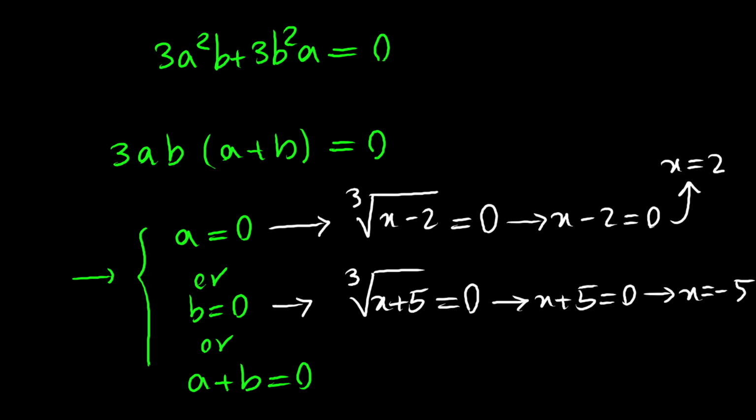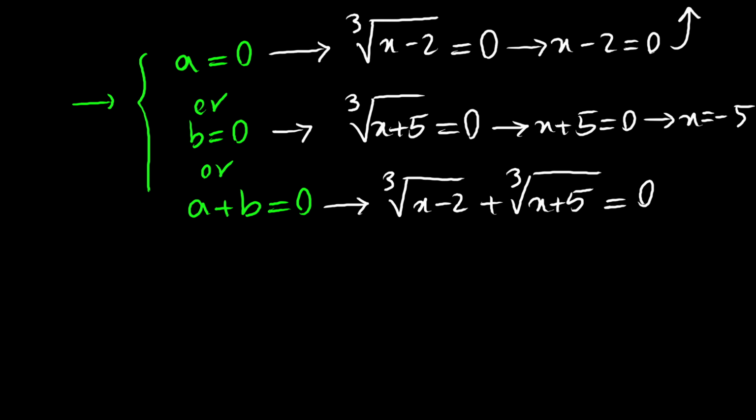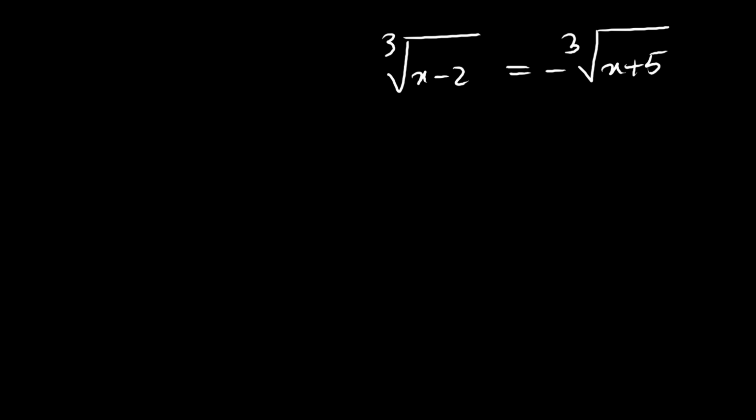Finally, if a plus b equals 0, we're going to have the cube root of x minus 2 plus the cube root of x plus 5 equals 0. In order to solve this, let's go ahead and move this to the right-hand side. So we're going to have the cube root of x minus 2 equals negative the cube root of x plus 5. So next, we need to cube both sides to get rid of these cube roots.